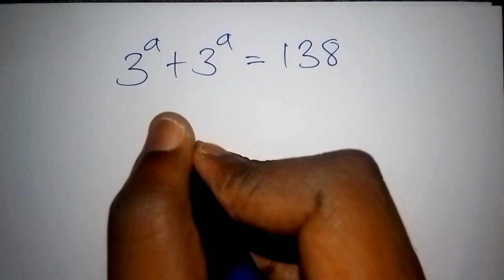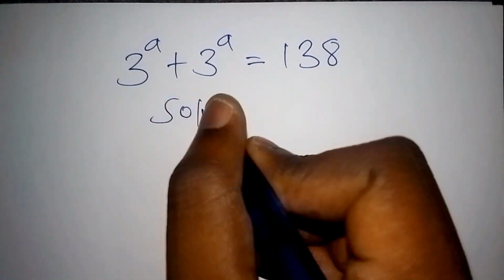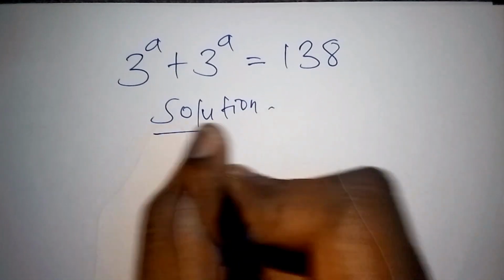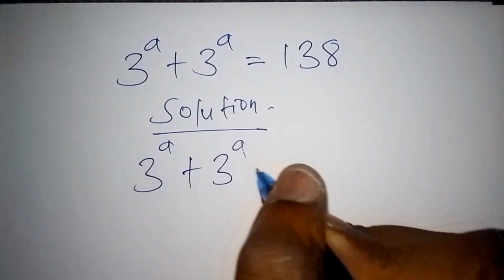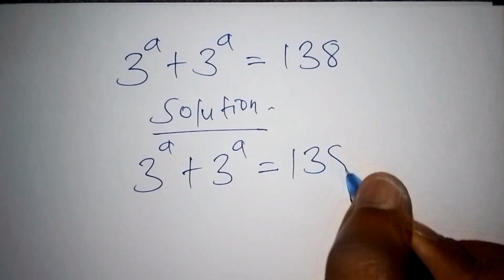So let's now work it together. So on our solution, this one is the maths problem that we are having. 3 to the power of a plus 3 to the power of a is equals to 138.